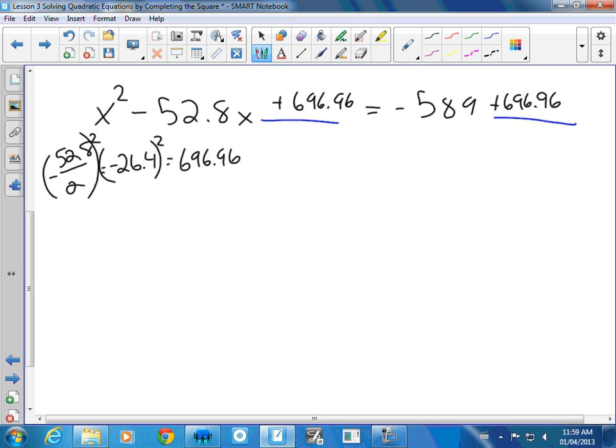Okay, I'm jumping right to my straight binomial. X, I don't even have to think. I just have to look. What is it? Negative 26.4 equals, can you do the math there? Negative 589 plus 696.96 is, what is it? 107.96?